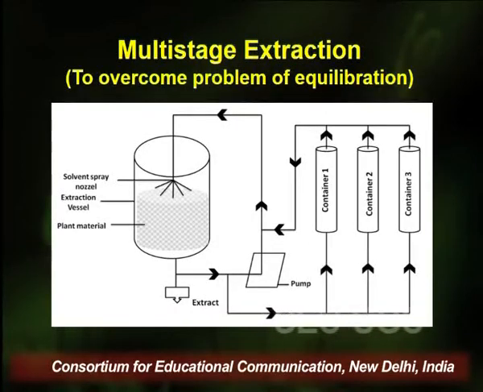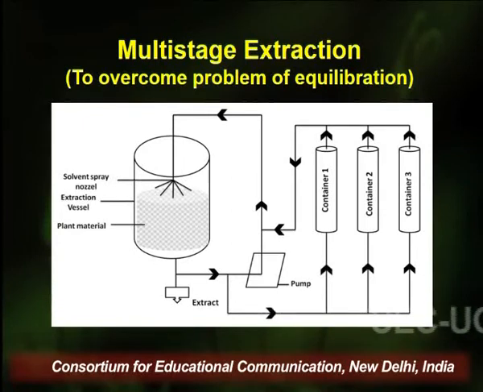Another modification is the multi-stage extraction procedure. Now if we talk about the circulatory method, because we are circulating the same solvent once or twice to extract the drug material, this causes the problem of formation of equilibrium between the solvent and the drug particle, and eventually the mass transfer rate decreases considerably, thereby affecting the overall extraction procedure.